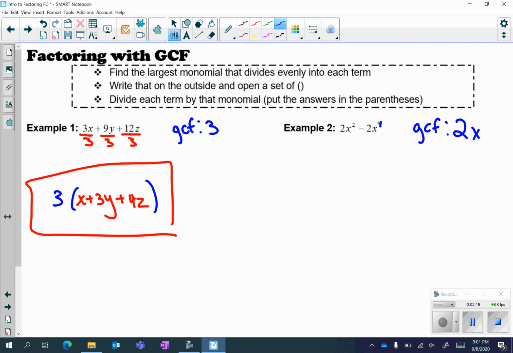So, for example, just to clarify, if you have x to the fourth and x cubed, the GCF of these two terms is x cubed because 3 is the smaller exponent, right? If this one has 4 x's and the other one has 3 x's, the greatest number of x's that they have in common is 3.